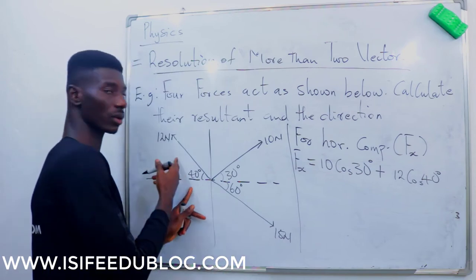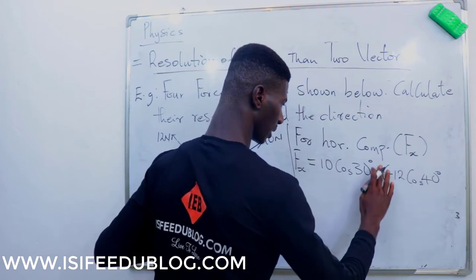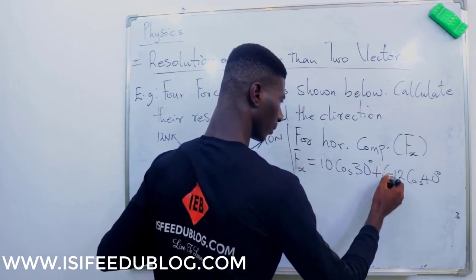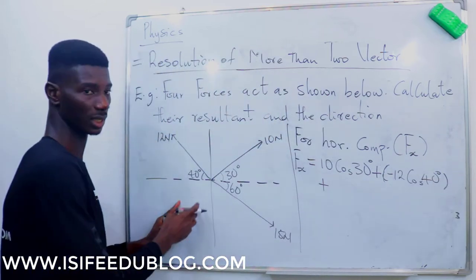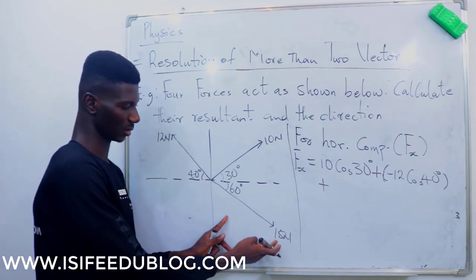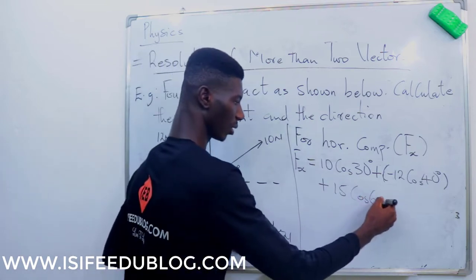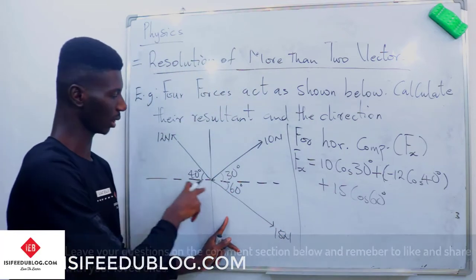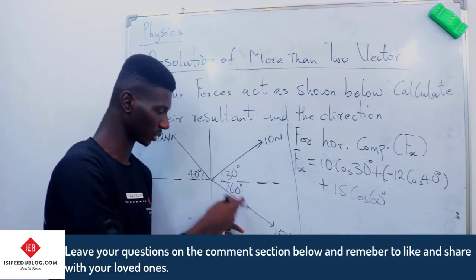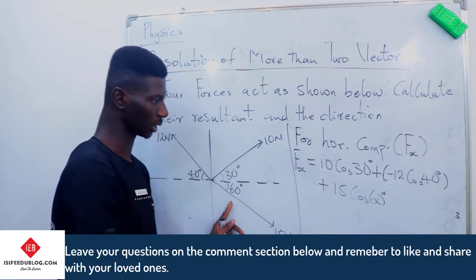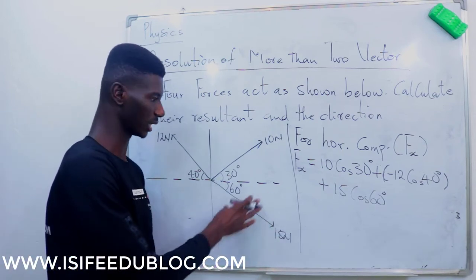But remember, cos is negative this side. So since cos is negative this side, we are going to put minus, as I explained, plus, nothing is here. We come to this, 15 cos 60 degrees. Always pick the angle that the vector is making with the horizontal. Very, very important. We are not putting a negative sign because at this point, cos is always positive this side.